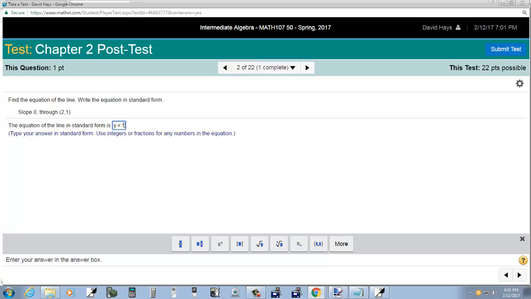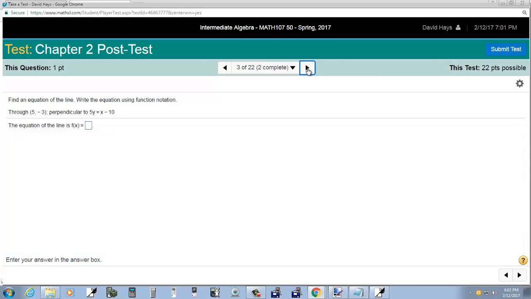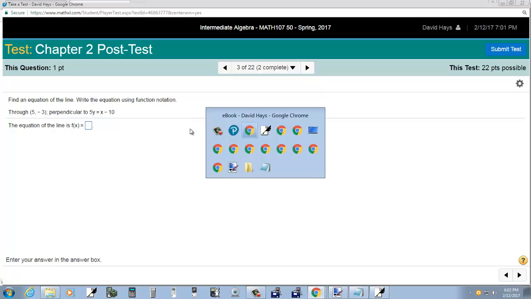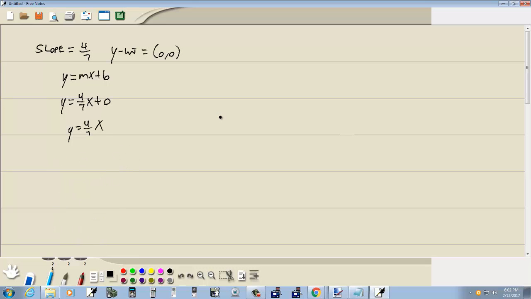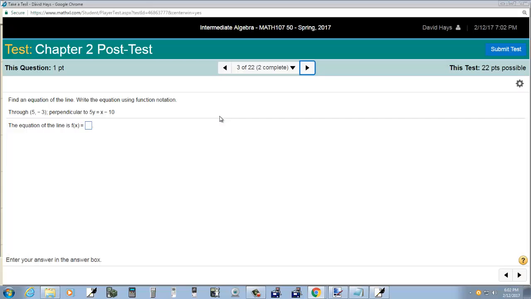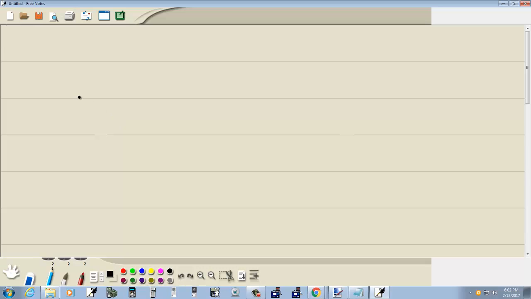Now that would be in standard form if the numbers would be on the right side. Use integers or fractions for any numbers in the equation. Okay. Let's take a look at this one. Find the equation of the line, write the equation using function notation. Through f of 5, -3. And we've got 5y is equal to x minus 10.